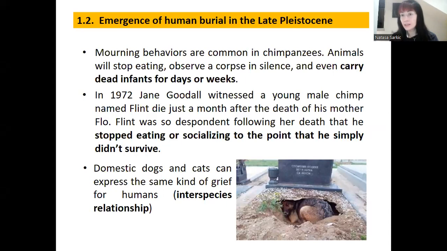after his mother died, completely stop eating and socializing to the point that he didn't survive. He was not a baby anymore. He could feed himself. So it was not this connection of dependency that starved him, but simply, as Jane said, he was heartbroken.